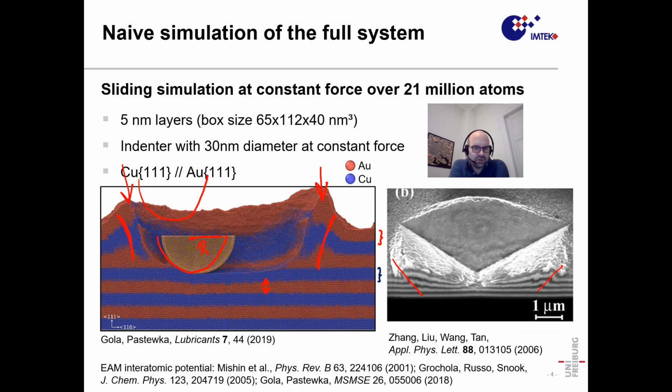And so it's reasonable to assume that for an indenter that's very large, the stress in a subsurface region where the material deforms, so let's look at what I've drawn here on the slide as a representative volume element, is actually constant. And so we simply use a periodic box in order to model this system.